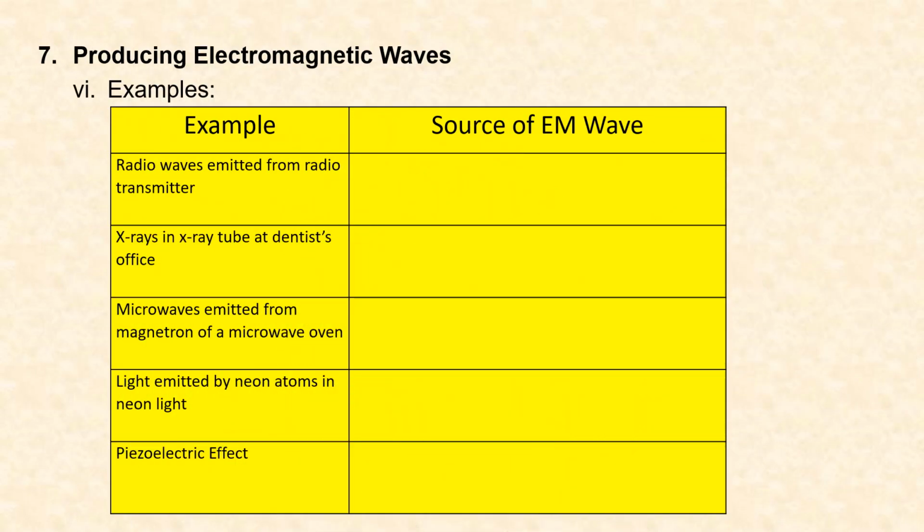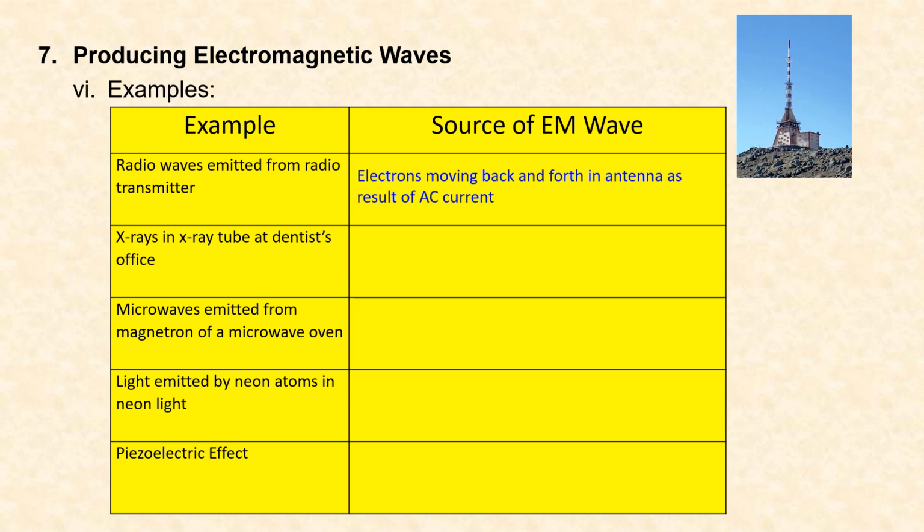So if all electromagnetic waves are produced by accelerating electric charges, let's take a look at some other examples. Our first example may not be that new. If we look at radio waves that are emitted from a radio transmitter, as we saw in the previous slide, we have electrons which move back and forth in an antenna as a result of some sort of alternating current. And you see here we have a source of accelerating electrons.